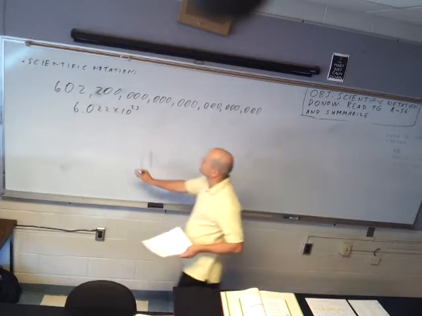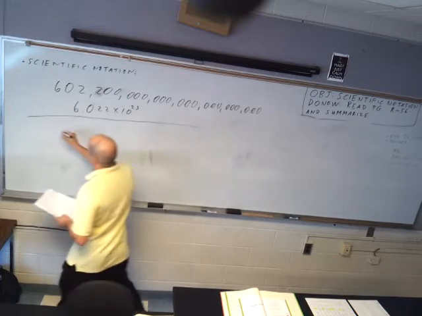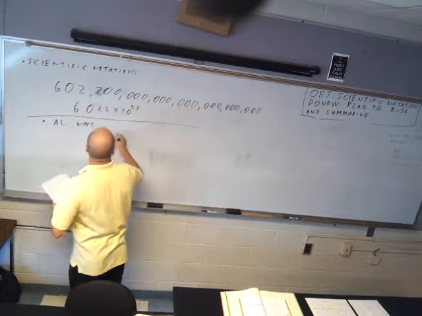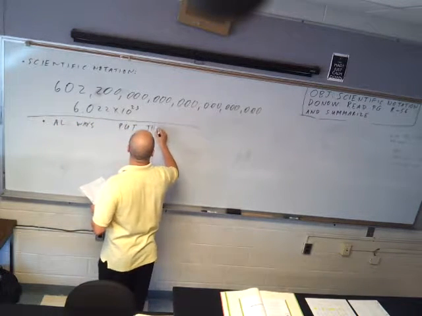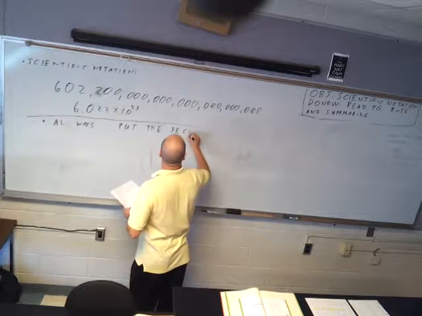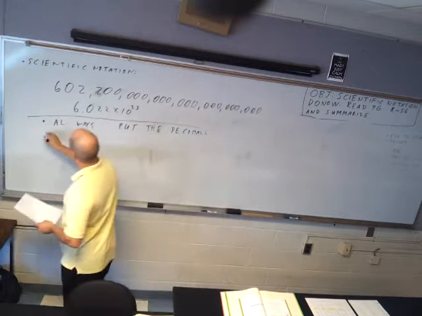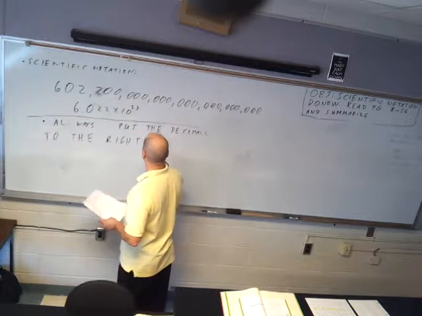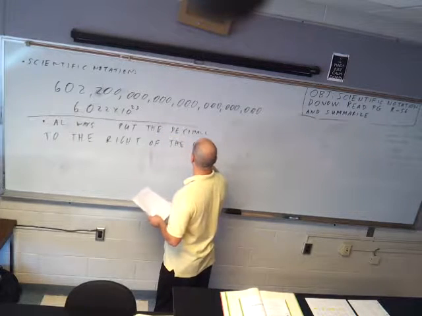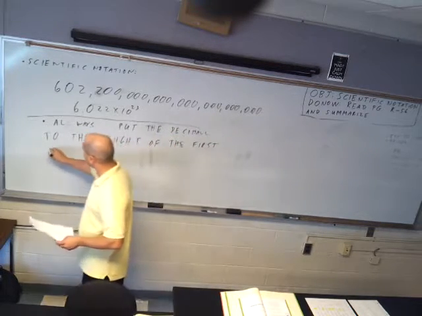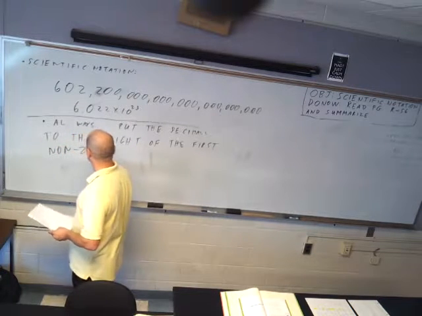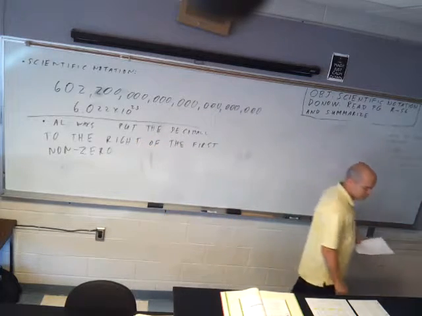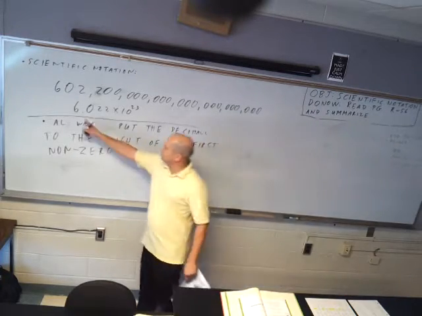Now the rules are pretty simple. There's really only one rule. Always put the decimal to the right of the first non-zero. You can see like I did here. After the 6, you get a decimal.